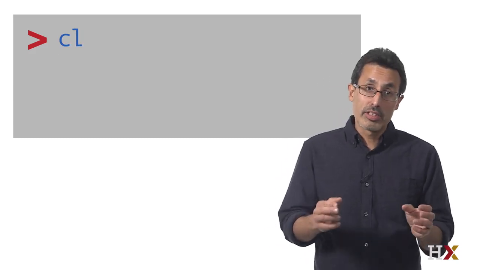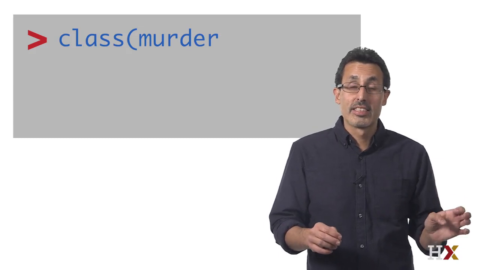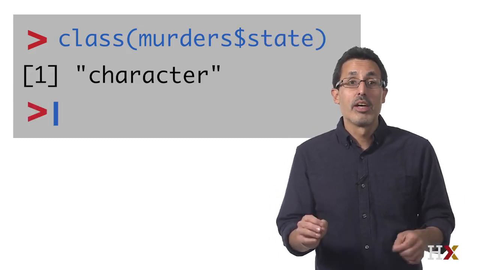An example of a character vector is the column with the state names. So if I grab that column by using the $, and I look at the class of that column, you will see that it's a character. As with numeric vectors, all entries in a character vector need to be a character.